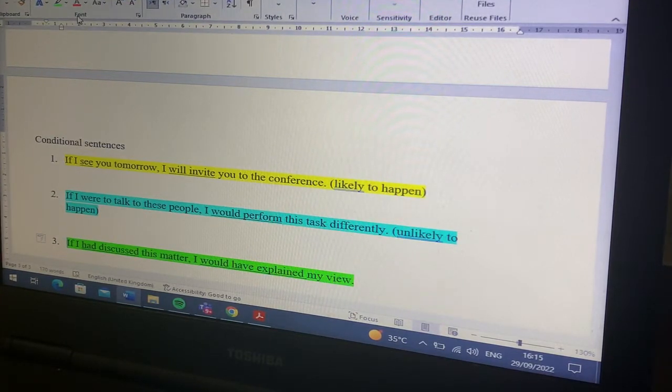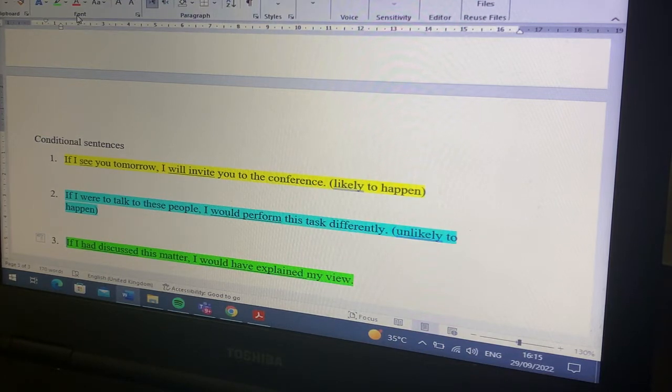Here, see is present and will invite is future. This kind of form means that this kind of case is going to happen. If I see you tomorrow, it's likely that I will be inviting you over. So it's very likely to happen.